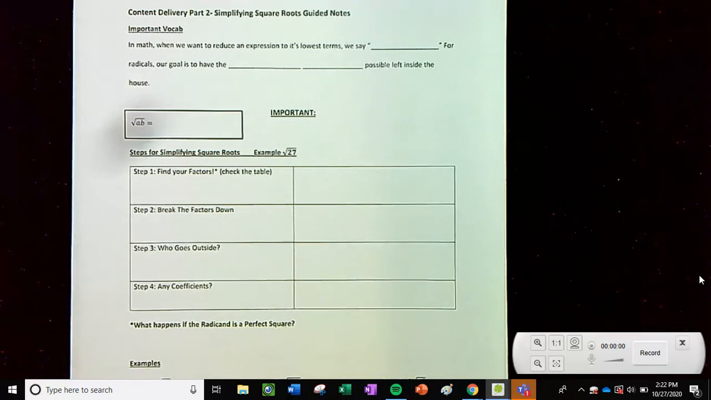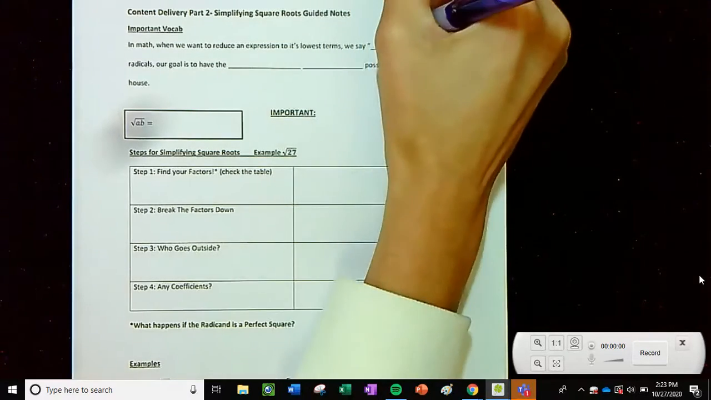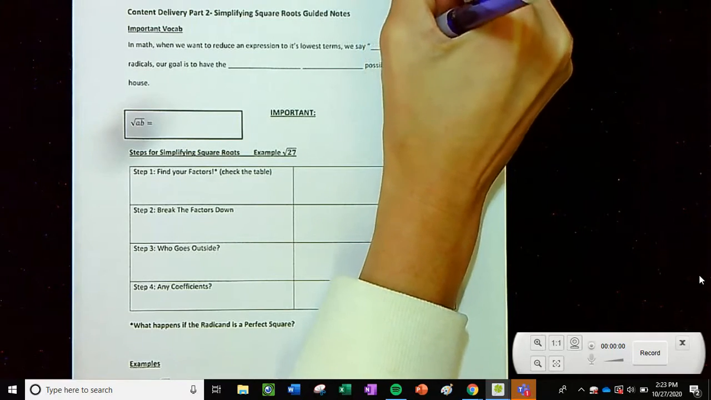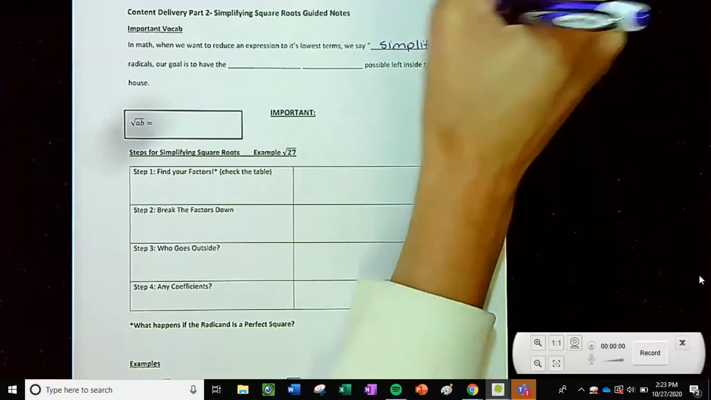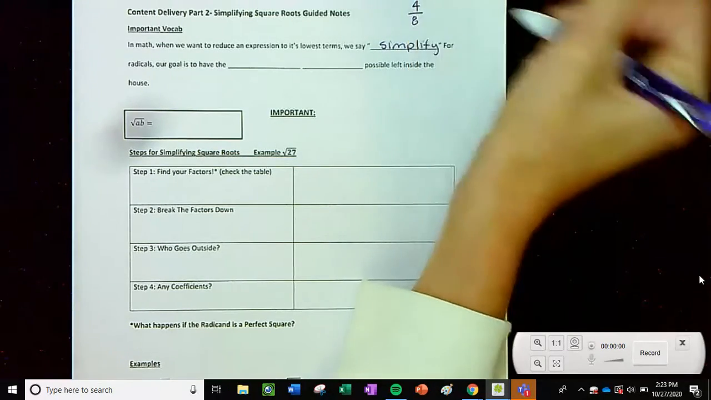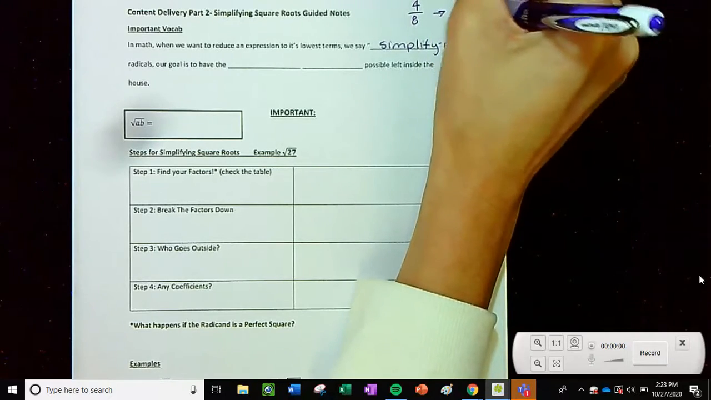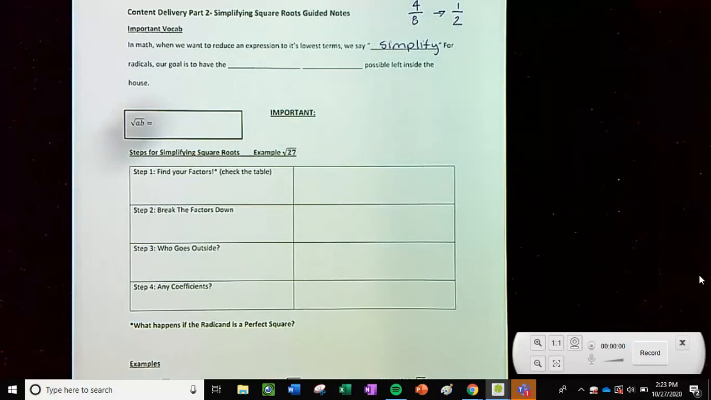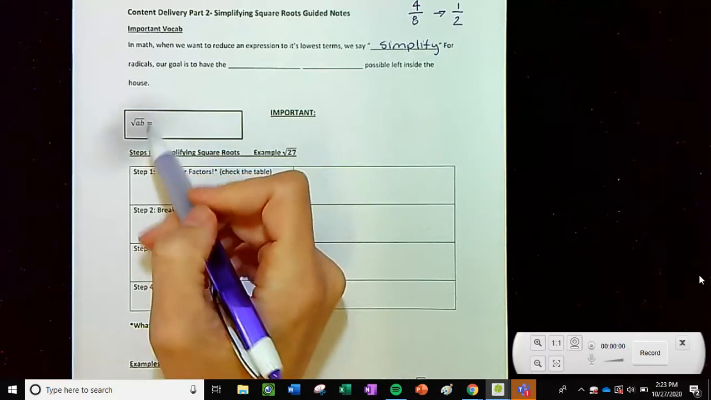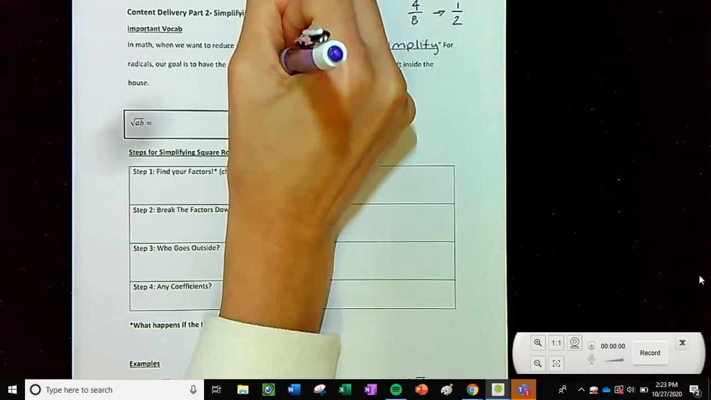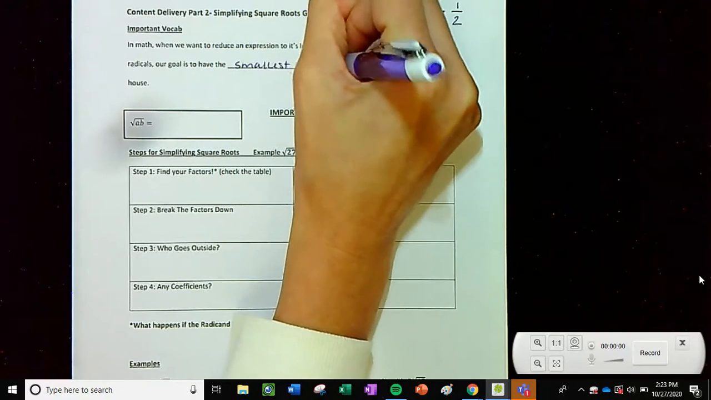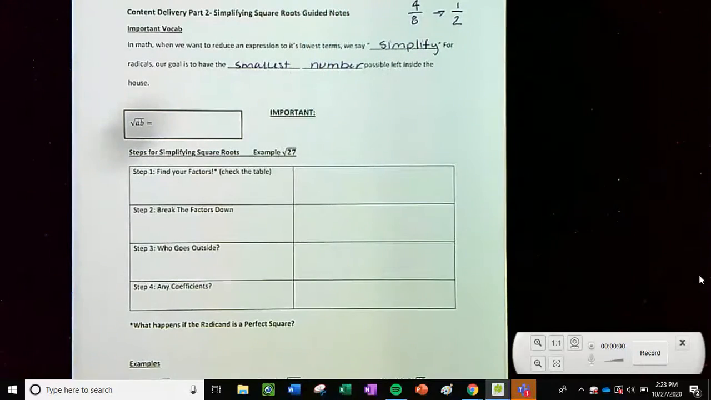So in math, when we want to reduce an expression to its lowest terms, we say simplify. Much like you would do with a fraction, right? If I said, how do you simplify 4/8? Well, you can reduce that to 1/2. You can do the same thing with radicals. Our goal is to have the smallest number possible left inside the radical, or left inside the house, when we're done simplifying.